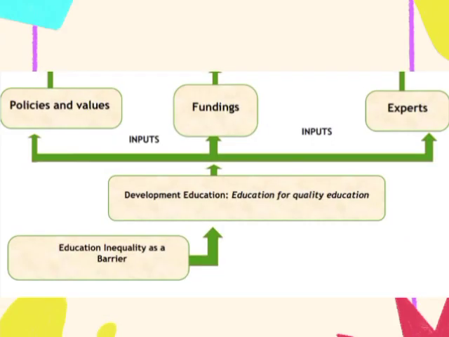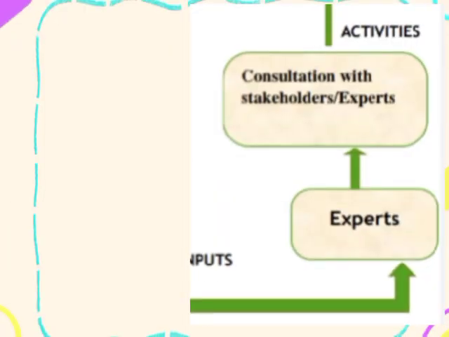Okay, so we have three inputs here. The first one is experts, the next one is fundings, and the last one is policies and values. So let's start with the experts. The activity of this first input is consultation with different stakeholders or with experts.